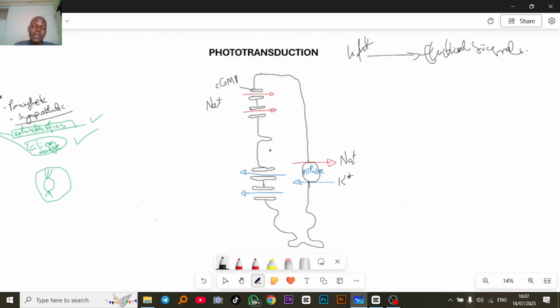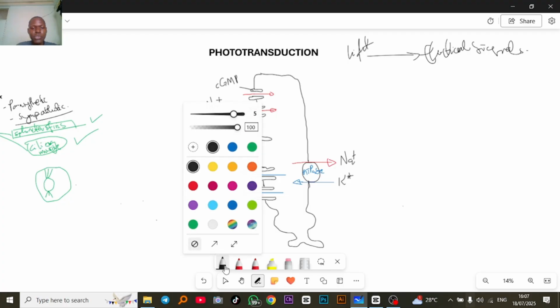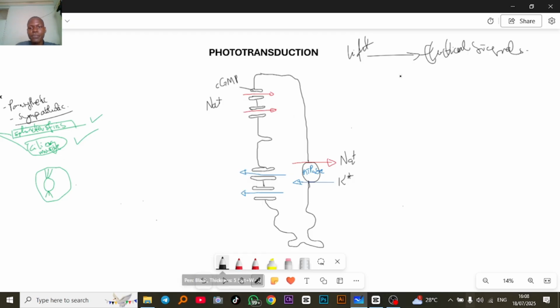What happens here is that we shall have bleaching of rhodopsin, and briefly talking about rhodopsin, we know that it's the photopigment found in the rods, and it has one form. It's not like the opsins found in the cones, which exist in three forms.